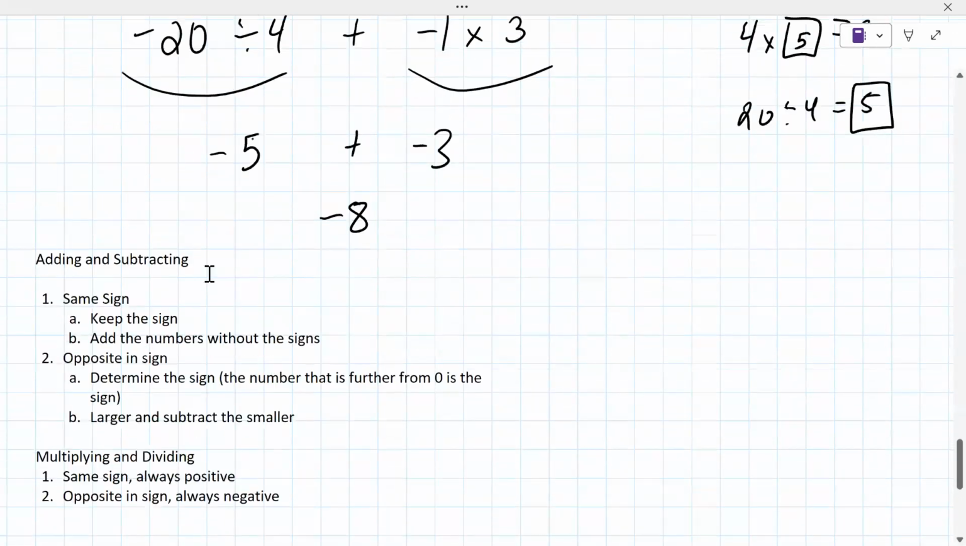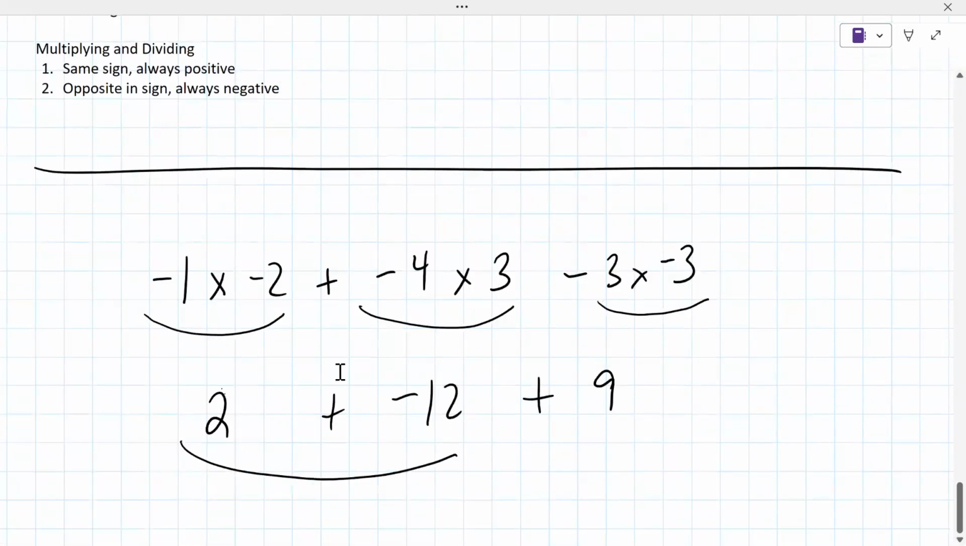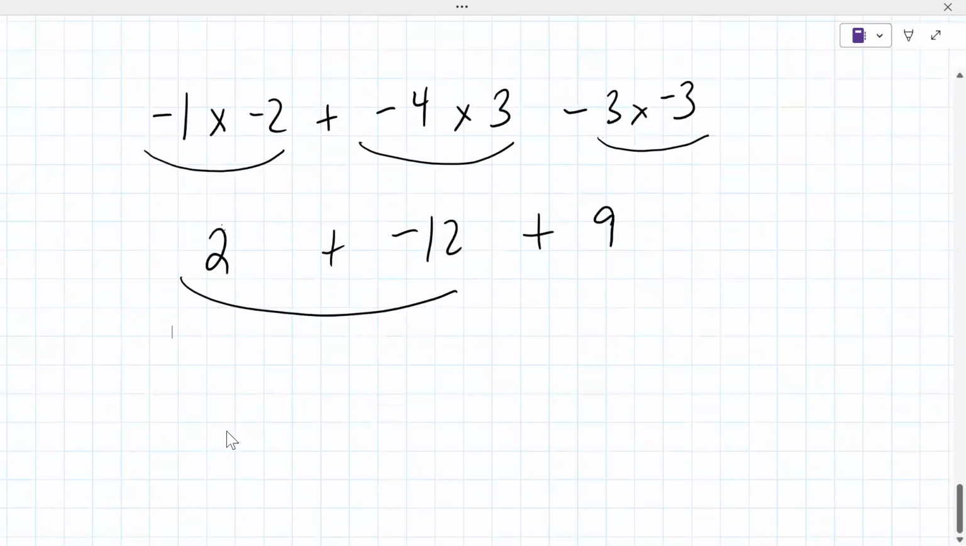The rules are very clear when they're opposite in sign. Determine the sign: the number that is further from 0 is the sign. Which is further from 0, negative 12 or 2? Negative 12, so the answer is negative. You take the numbers without the sign, so 2 and 12, take the larger and subtract the smaller. Okay.